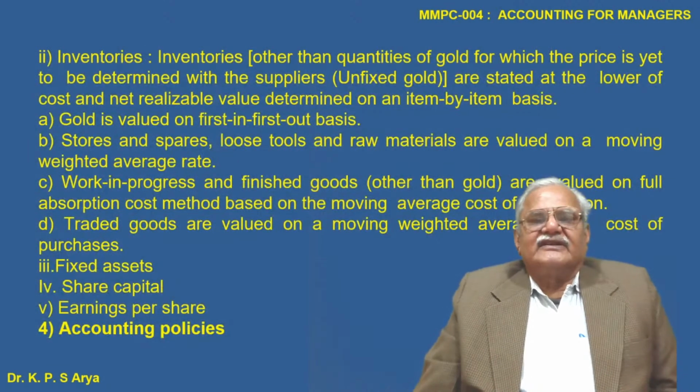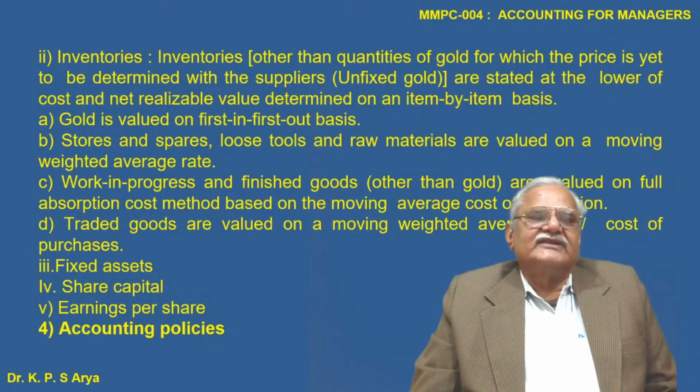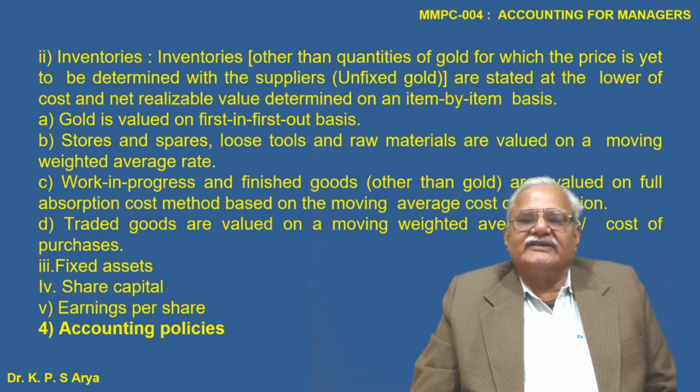Now inventories, other than quantities of gold whose prices are yet to be determined with the suppliers. Unfixed gold is stated at the lower of cost and net realizable value, determined on an item by item basis. Gold is valued on a first in first out basis. Stores and spares, loose tools and raw materials are valued on the moving weighted average rate.